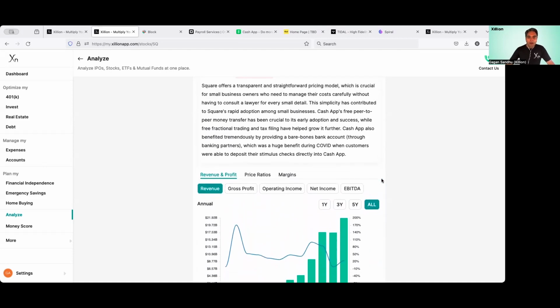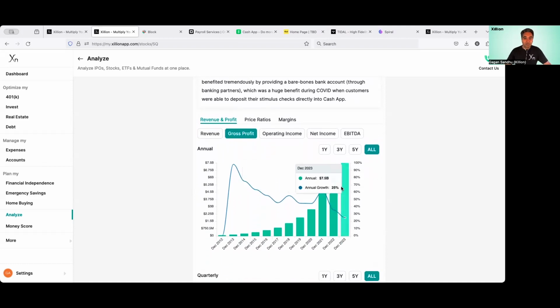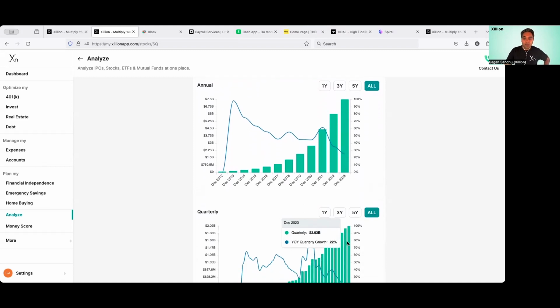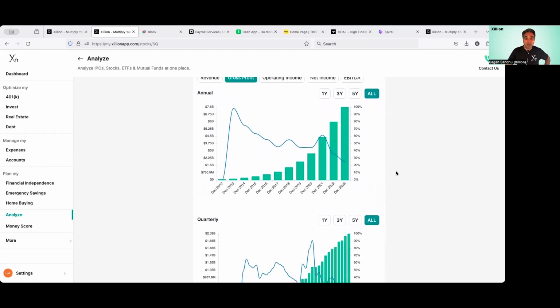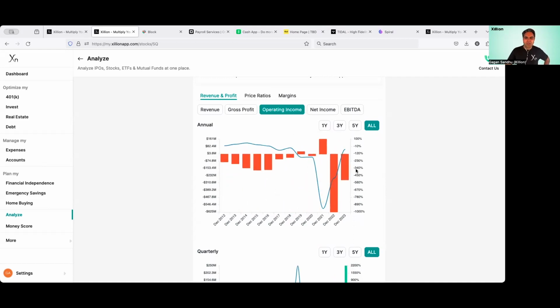Let's look at gross profit. Again, it's making a lot of profit, $7 billion last year in gross profit. All of that is going into the business, growing the business, which I think is the right thing to do. Quarterly, again, $2+ billion, so a run rate of around $8 billion. That's very, very healthy for a company. Operating income, again, because the company is investing most of the profits into growing its business, is not super high.